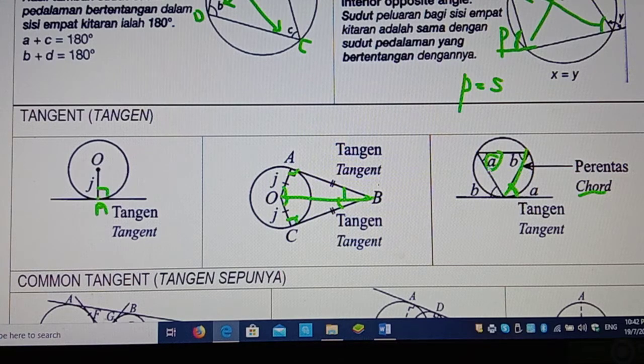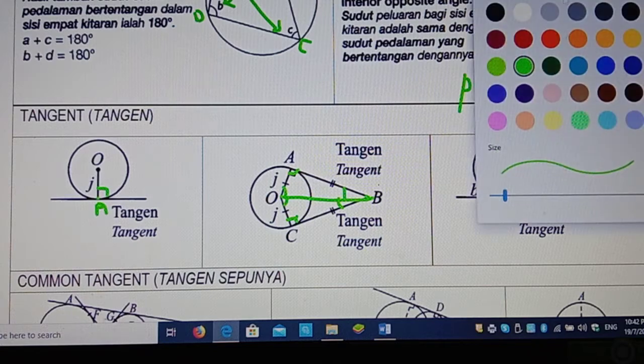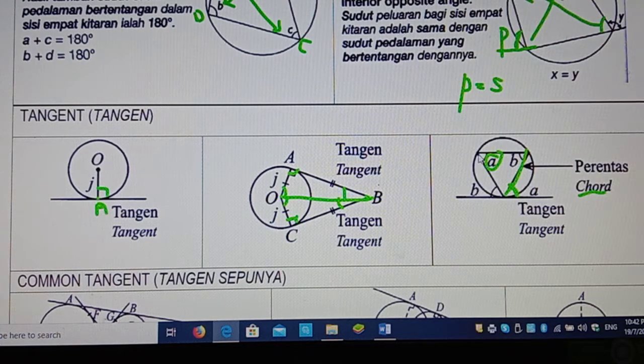So angle B here for this chord, is angle B. So this one equals this angle. So the exterior angle equals the opposite interior angle. So here A and here also A. If here is B, here is B.